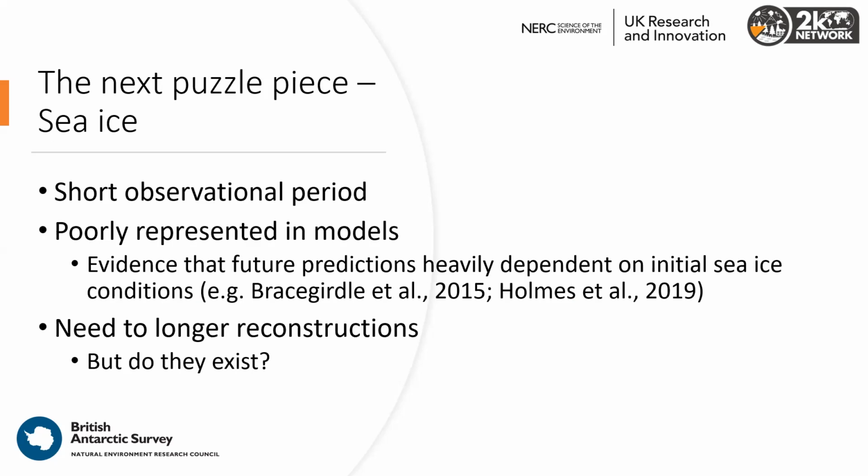And this is really important. Some of the rationale behind this is that sea ice has been pretty poorly represented in a number of the climate models. And there's been quite a lot of new research recently showing that future climate predictions based on these climate models, the CMIP5 and CMIP6 models, are strongly dependent on the initial sea ice conditions. And so it's really important that as a community we get these initial conditions right, and so we really need to be looking at longer sea ice reconstructions.